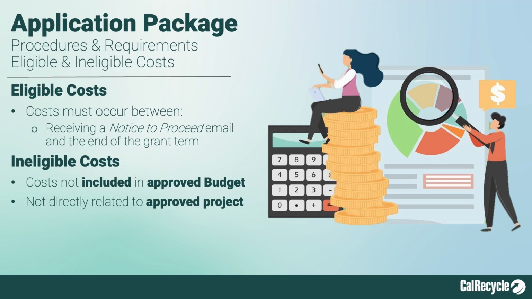Eligible costs must be spent after receiving the notice to proceed email, or July 1 for non-competitive programs, and before the end of the grant term. Ineligible costs are identified as costs not included in the approved budget and not directly related to the approved project.